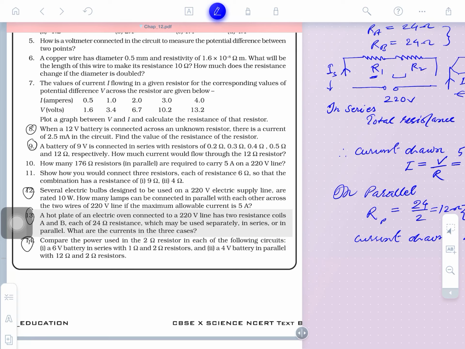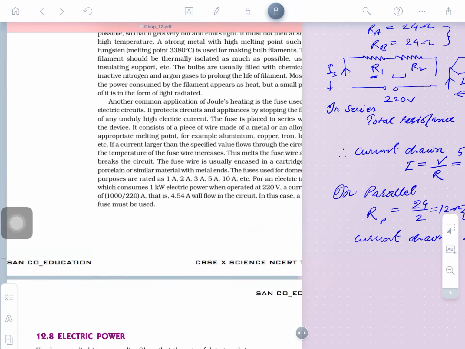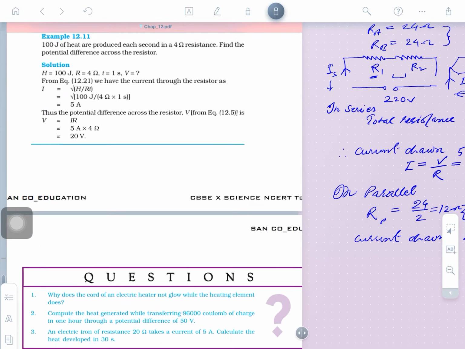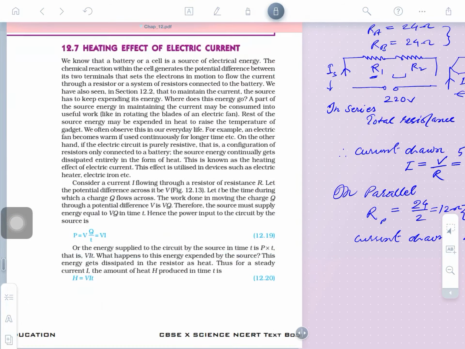Now compare the power used in the 2 ohm resistance in each of the following circuits, a 6 volt battery and 1 ohm. So the word power is now coming here, which I had not explained to you yet. So today I will explain the concept of power. And before discussing power, I just want to explain the concept of the heating effect of electric current. The next topic is the heating effect.